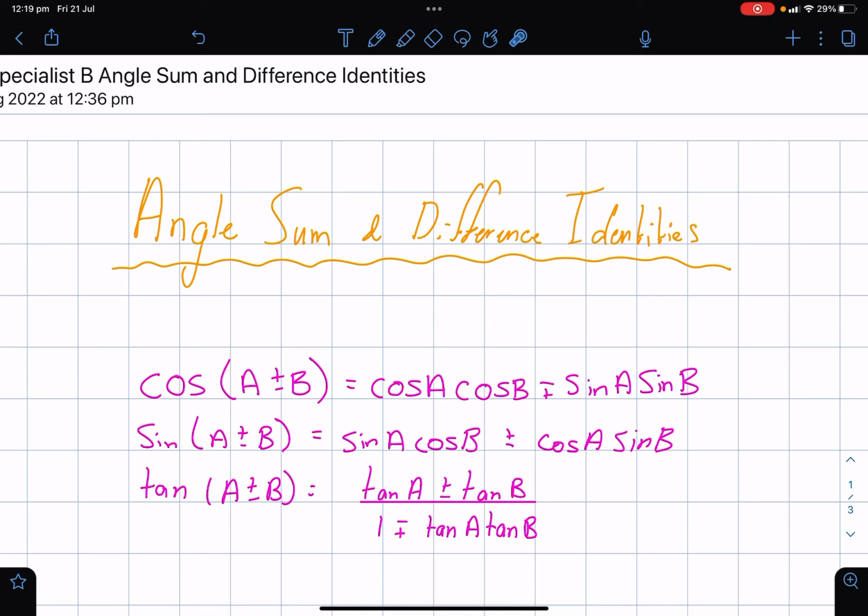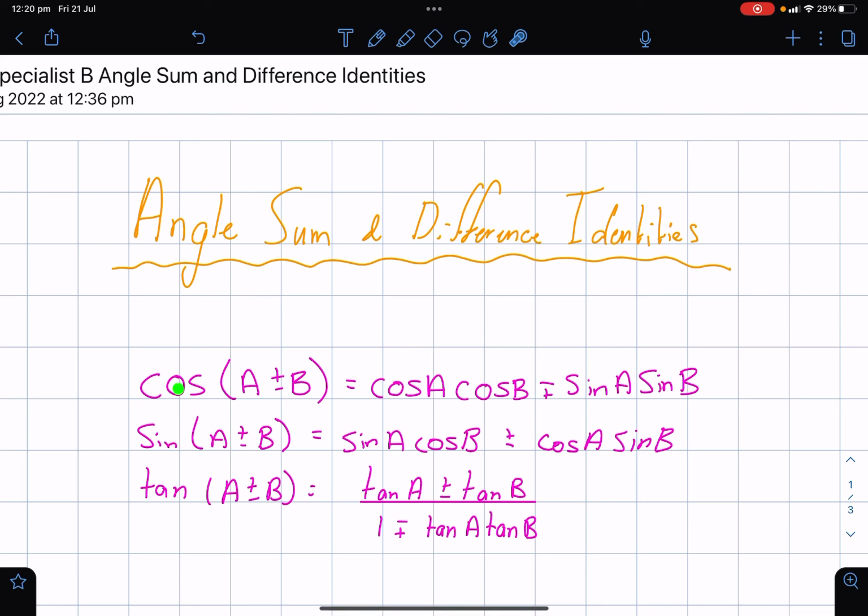Today we're going to start looking at the angle sum and difference identities, and these are going to be our last ones that we're going to look at and finish building our little toolkit to help us simplify trig equations. So I've got three to look at here, so it's really important that we're keeping note of the signs inside and the signs over here.